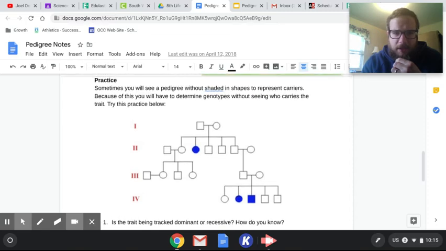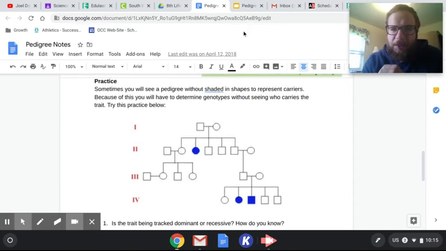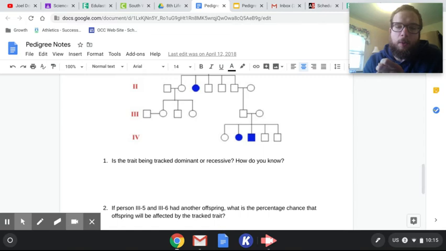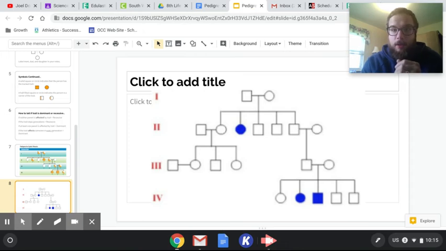The question says, sometimes you'll see a pedigree without shaded in shapes to represent carriers. And that's true. A lot of times pedigrees don't bother mentioning the carriers for us, which is kind of annoying, but it's not going to be the end of the world. So because of this, you're going to have to determine genotypes without seeing who carries the trait. So try this practice below. It says, number one, is the trait being tracked dominant or recessive? How do you know? Again, try this before you watch the end of this video.